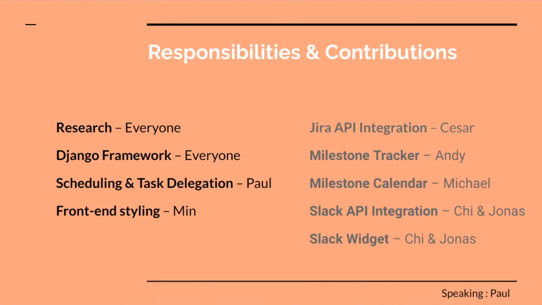So as you can see, everyone was involved in the research process as well as learning to use the Django framework. I was in charge of scheduling and task delegation. Min was in charge of front-end styling, and Cesar did Jira API integration. Andy built the milestone timeline tracker, and Michael built the milestone calendar. And she and Jonas were both involved in the Slack API integration as well as building out the Slack widget.